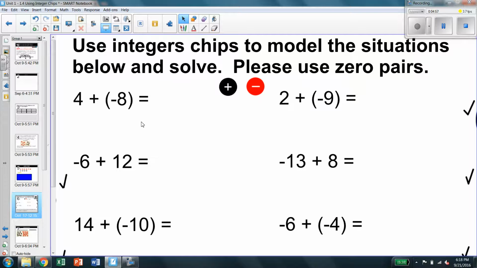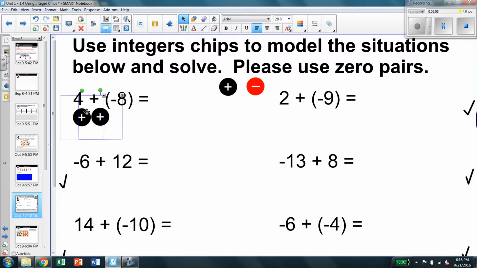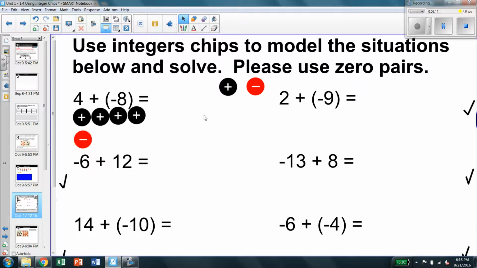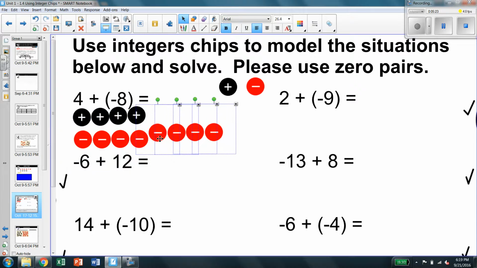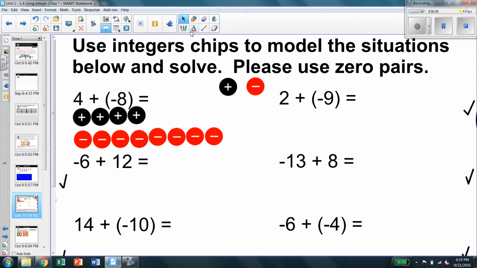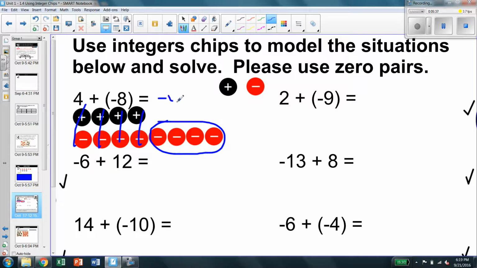Let's try the same thing for all these problems. We have 4 plus negative 8. If we bring out 4 positives, and we bring out 8 negatives, I'm just going to use some shortcut. Can we make some 0 pairs? Sure. Well, this positive and that negative cancel each other out, cancel each other out, cancel each other out, cancel each other out, and we are left with negative 4.